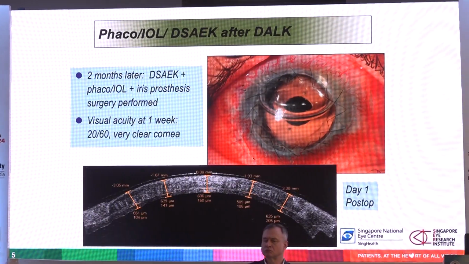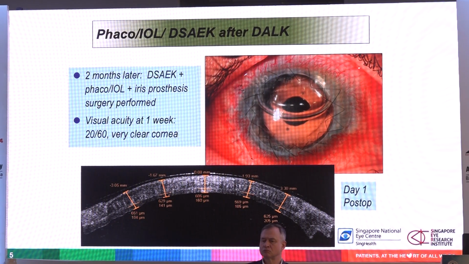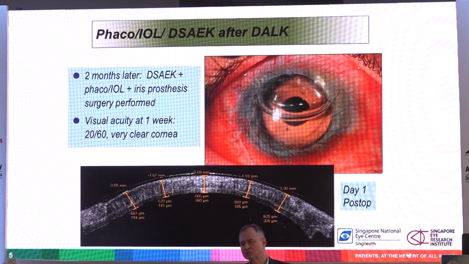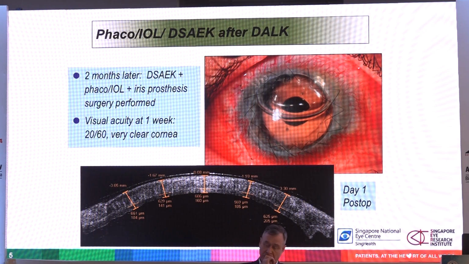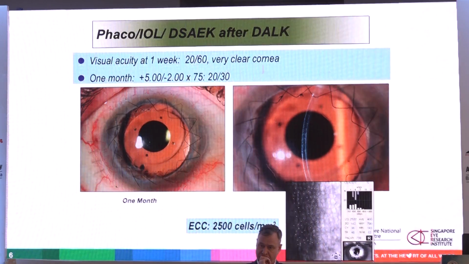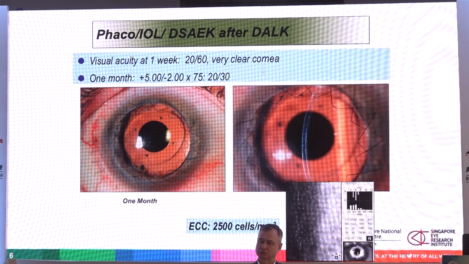So we waited for a couple of months for the eye to be more calm. We had intensive steroids, and we went ahead and did a phaco DSEC with an iris prosthesis. And this patient is now more than 15 years out and continues to have clear and good vision of 6/9. This is the picture at 1 month post-op when her cell counts were 2,500. Currently her cell counts are in the range of 700-800, but she's still doing very well with a stable clear graft.